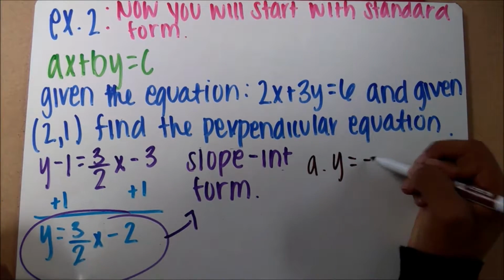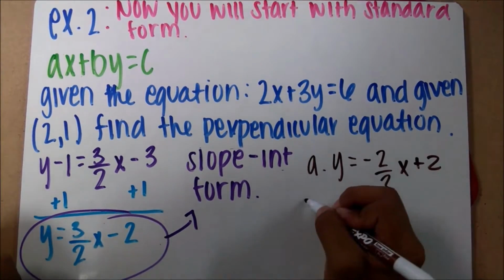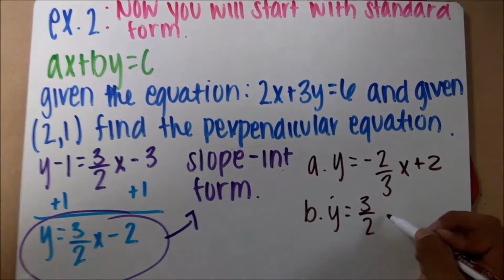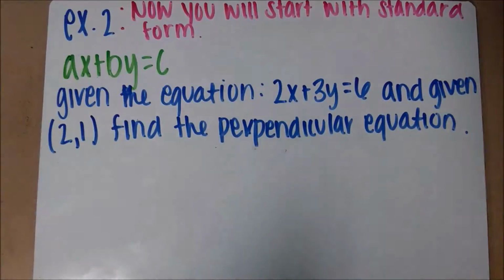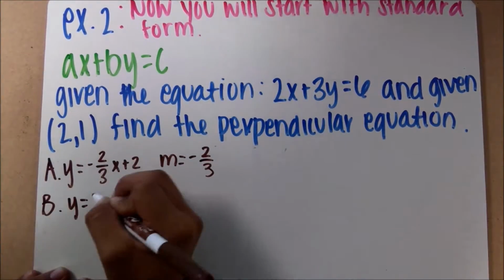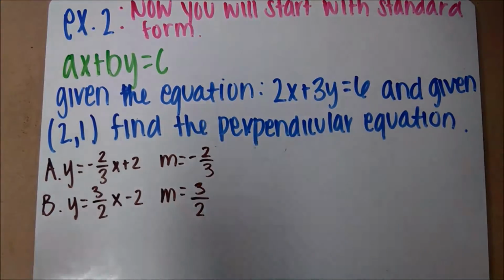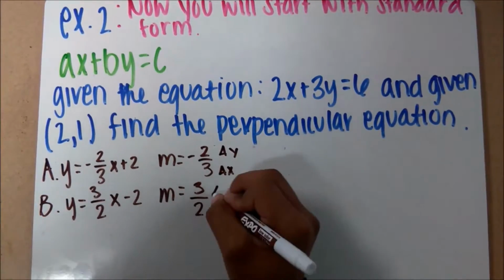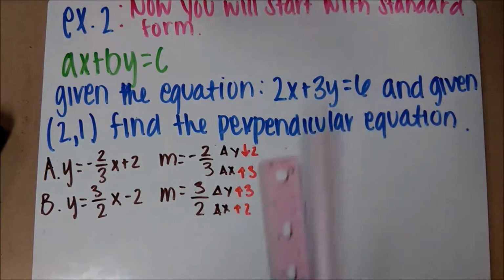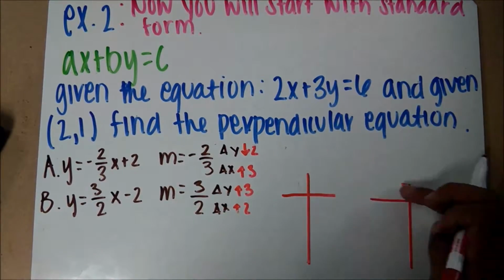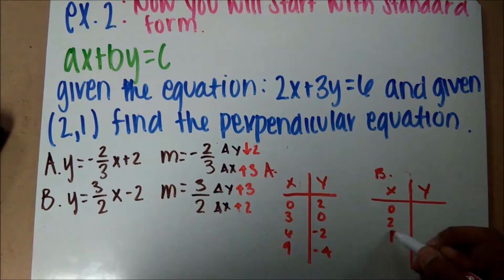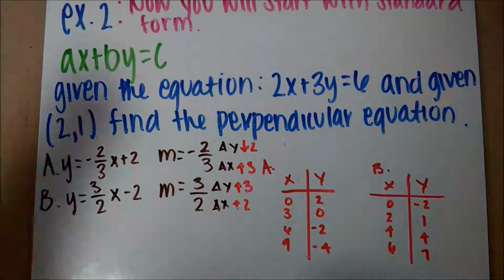You now have two equations, y equals negative 2 over 3x plus 2 and y equals 3 over 2x minus 2. The next step is to graph them. The slope for the first equation is negative 2 over 3 and the second equation is 3 over 2. You now have to make a t-table for each equation. Given the slope in the first equation, y is going down by 2 and x is going up by 3. Because of the slope in the second equation, the y value goes up by 3 and the x value goes up by 2. Now you use the t-table to graph the equation.